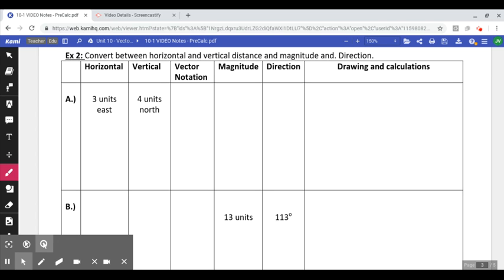In example two, we have this table to fill in. I really enjoy this example because you're going to be given some information and you have to figure out the other ones. And that information is going to be different for each example A through D. Let's work with the first one here.